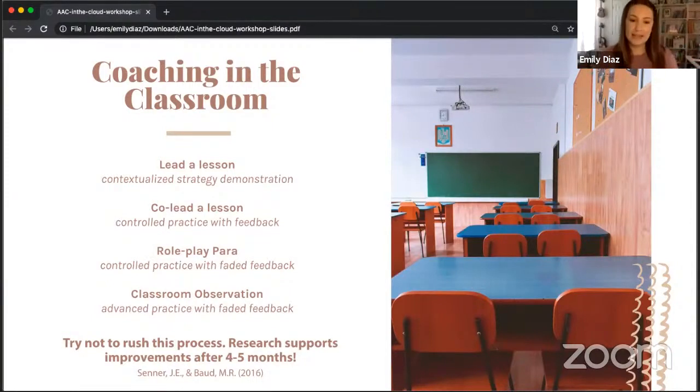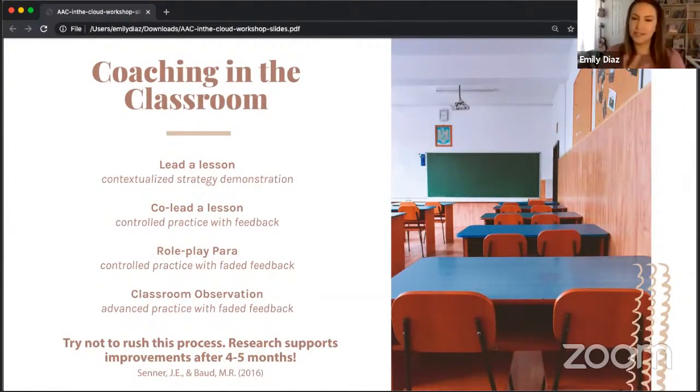And then lastly, classroom observation, which in their research is called advanced practice with faded feedback. Truly, when I'm doing a classroom observation, I am in the classroom and I'm standing or sitting in the back or at the teacher's desk. I am not in the physical activity. I might give them feedback later, but I'm watching how all the moving pieces are coming together for the magic to happen. I've unlocked the potential of the classroom staff by this point when I'm doing classroom observations.